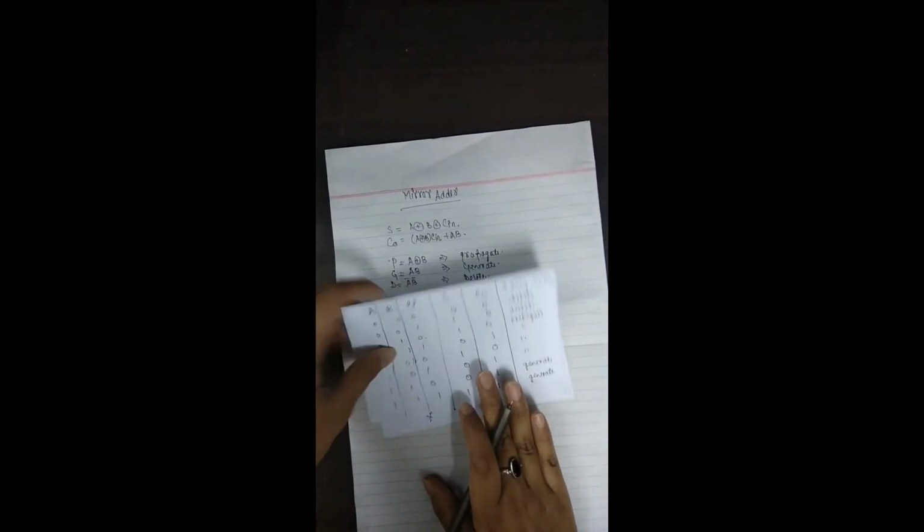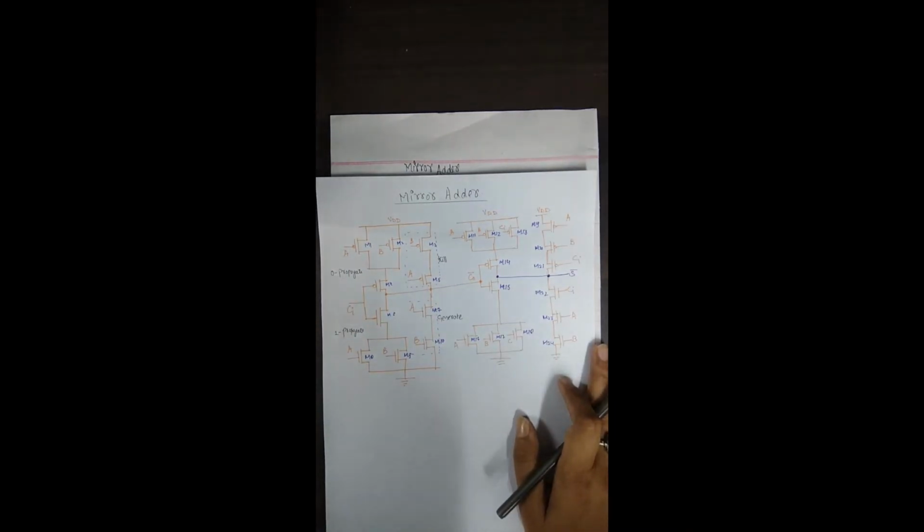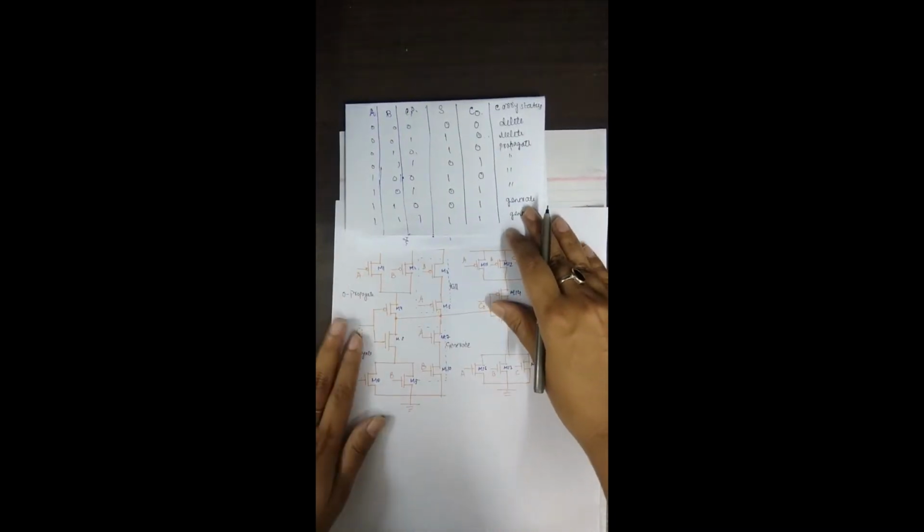Now we have considered the mirror adder circuit here. So this is our mirror adder circuit. We have M1, M2. This is basically the mirror adder circuit, and now we will analyze this circuit to see whether it fulfills this table or not. So let's do it.